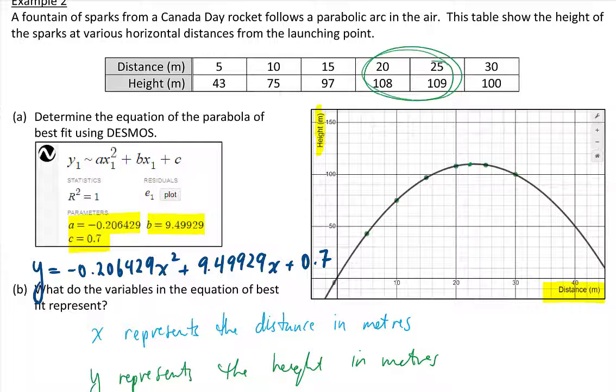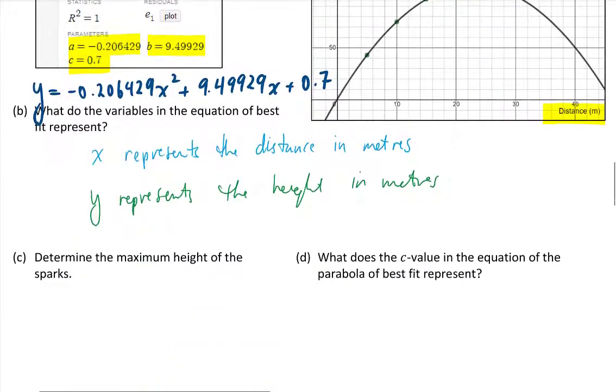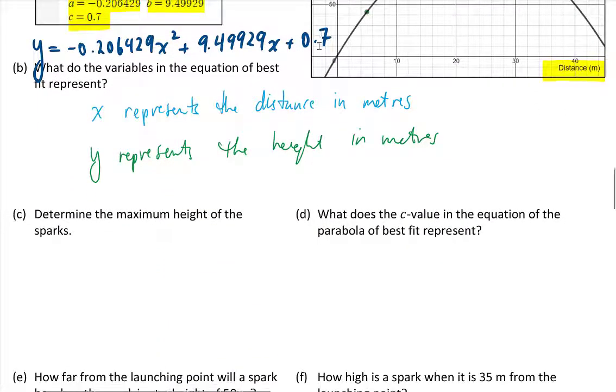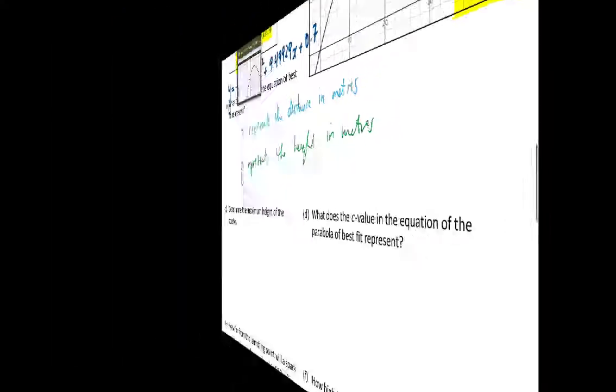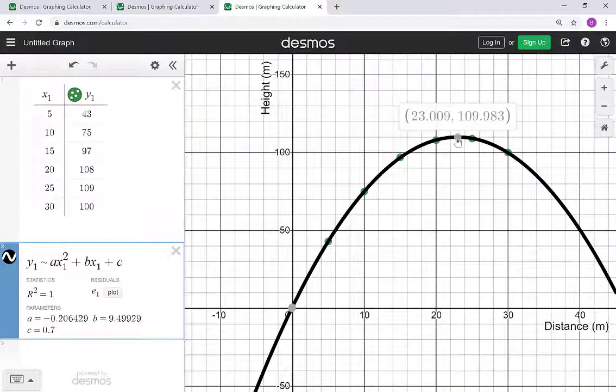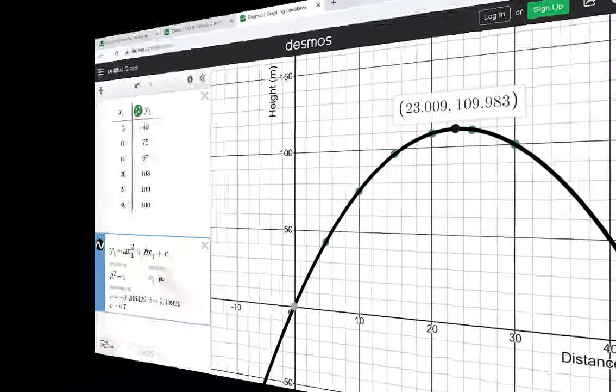However, we did graph this in Desmos. So we can go to Desmos. We could click on the max value, try to find it, and notice if I click there, it says the max occurs at 23 meters in, 23.009, and the maximum height is approximately 109.983, so approximately 110 meters, based upon Desmos.